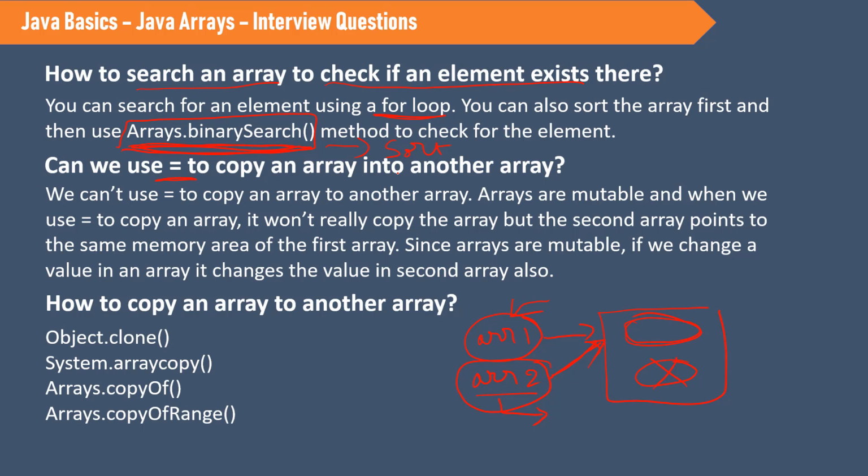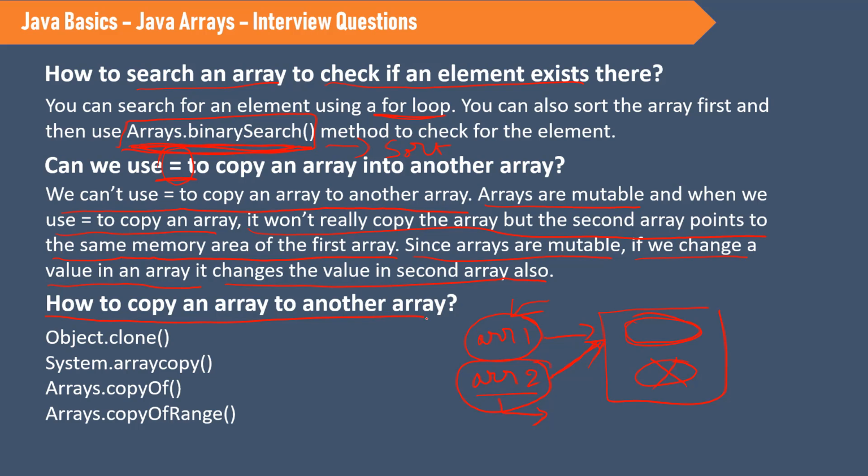So can we use equals to copy an array into another array? We cannot. Arrays are mutable, and when we use equals to copy an array, it won't really copy the array, but the second array points to the same memory area of the first array. Since arrays are mutable, if we change a value in an array, it changes the value in the second array also. That's why we should not use the equals to operator to copy one array into another array.